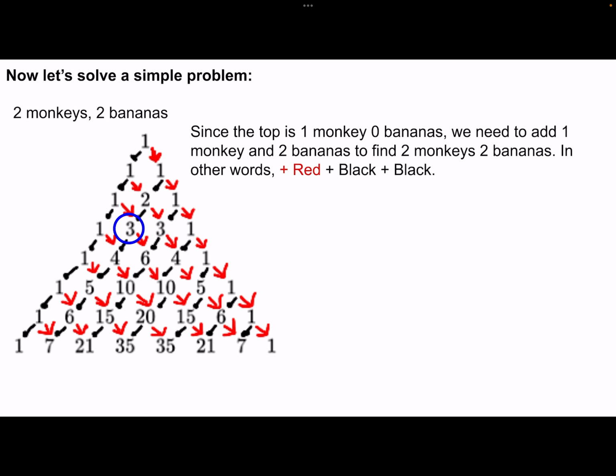Now let's solve a simple problem. 2 monkeys, 2 bananas. Since the top is 1 monkey, 0 bananas, we need to add 1 monkey and 2 bananas to find 2 monkeys, 2 bananas. In other words, add a red arrow and then add 2 black arrows. You'll get to the left 3 on the 4th row if you do it right, which means there are 3 ways to get to that place.